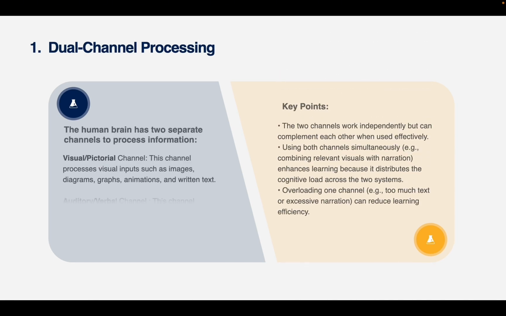The dual channel processing explains that the human brain has 2 separate channels to process information, vision channel and auditory channel. The vision channel is the channel that processes visual input such as images, diagrams, graphs, animations, and written text. Then the auditory channel is the channel that processes auditory inputs like spoken words, sounds, and so on. The key point is that the 2 channels work independently but can complement each other when used effectively. Using both channels supplementarily can enhance learning because it distributes the cognitive load across the 2 channels. Overloading one channel can reduce learning efficiency.